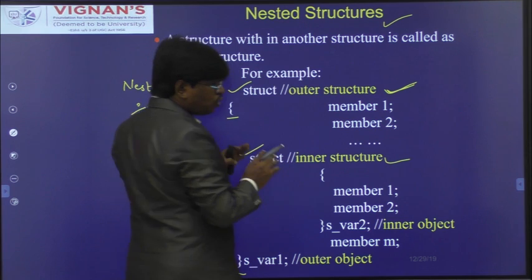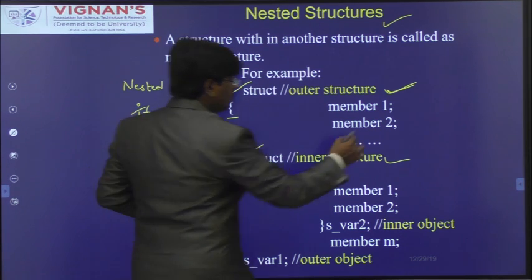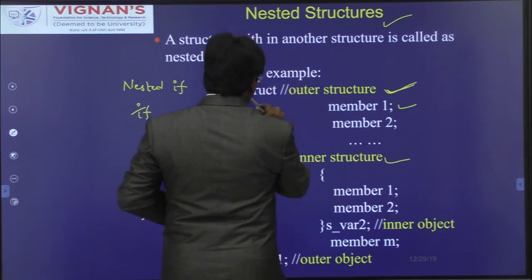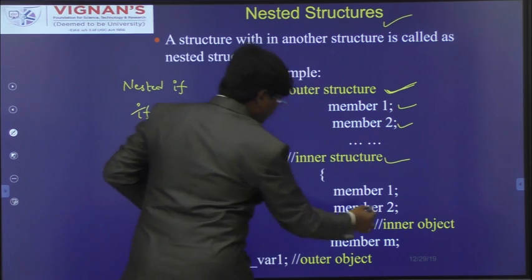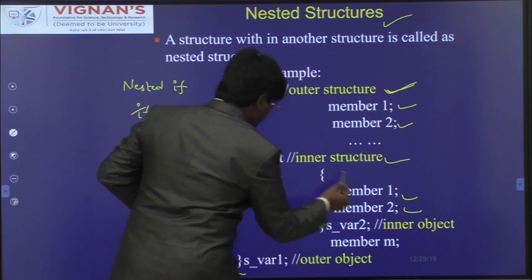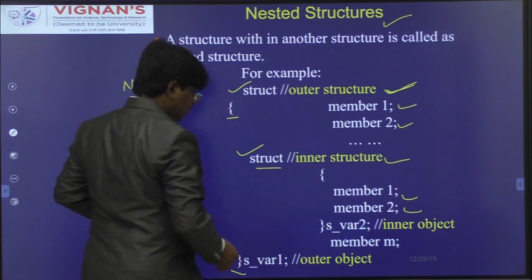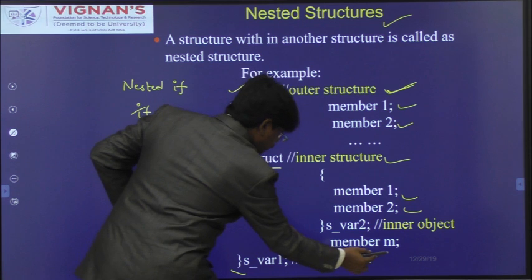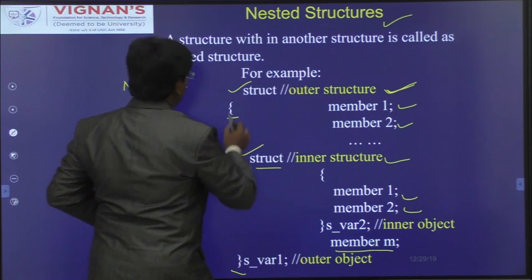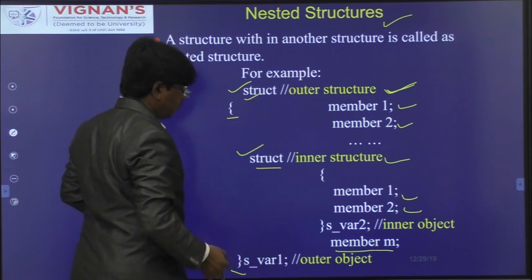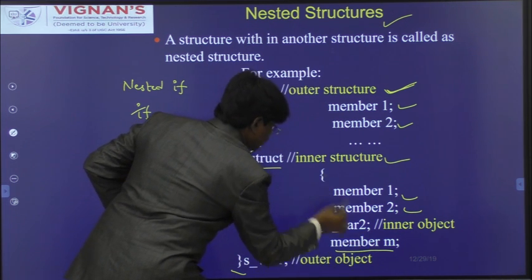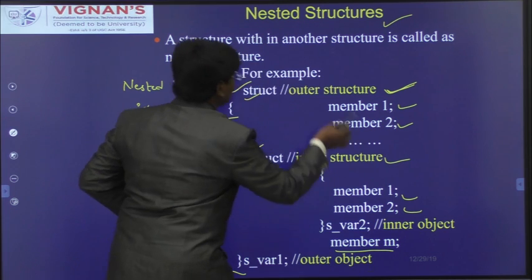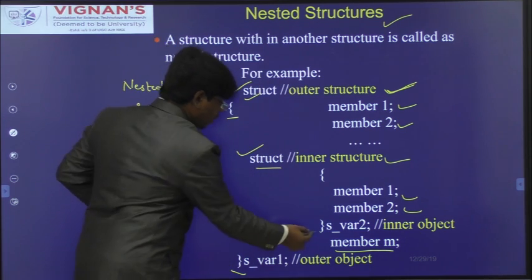Okay, so if you closely observe this example, member 1 belongs to the outer structure, member 2 belongs to the outer structure, but member 1 and member 2 here belong to this particular inner structure. Again, this member M will consist of this particular structure member. Why? Because this structure is closed here, so this member is not in the inner structure; this member M belongs to the outer structure. Why? Because here we have closed.